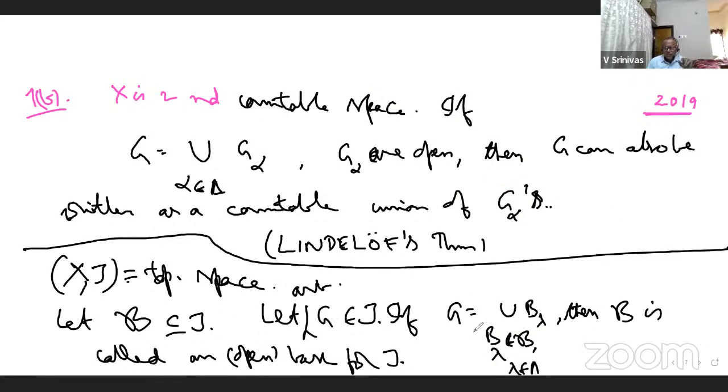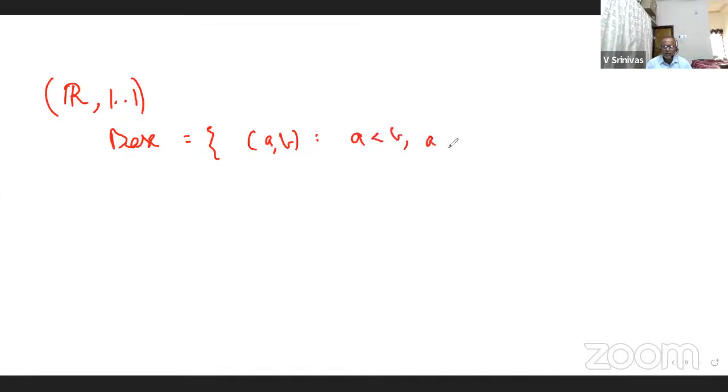Now, sometimes for some topological spaces, this base may be countable. In that case, we say that the space is second countable. Before that, let me give some examples of bases. For R under the usual topology, under the Euclidean metric, a base is the collection of open intervals (a, b), with a less than b, where a and b are real numbers. This becomes a base for the topological space R under the Euclidean metric.